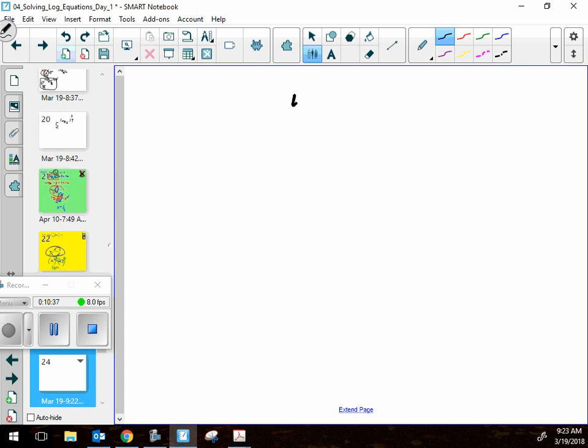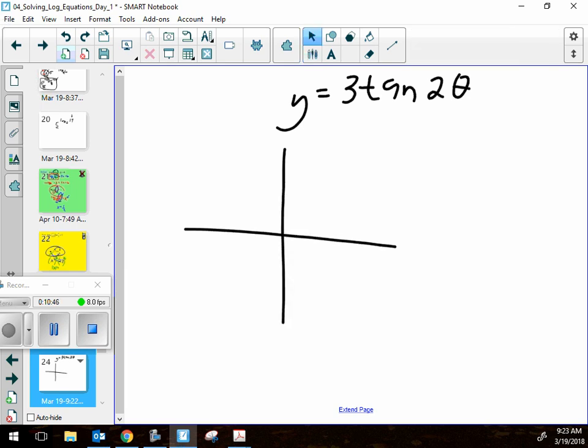Let's graph a tangent. Y equals 3 tan of 2 theta. Hint: start by graphing normal tangent. And if you don't remember what it looks like, make a note to yourself. You must memorize the tangent function.